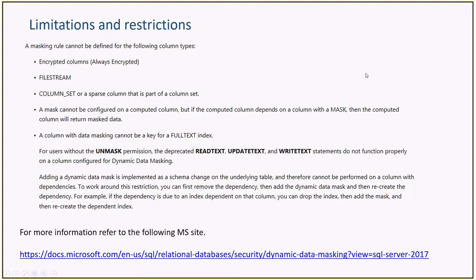There are some limitations and restrictions that you should be aware of. So, you can't use it with Always Encrypted. Always Encrypted was a hero feature that came out with 2016, same time as the data masking, and basically Always Encrypted overrides dynamic data masking. It kind of makes sense, right? Why would you apply dynamic data masking if everything is encrypted, if Always Encrypted is on, right? It also won't work with FILESTREAM or COLUMN_SET.